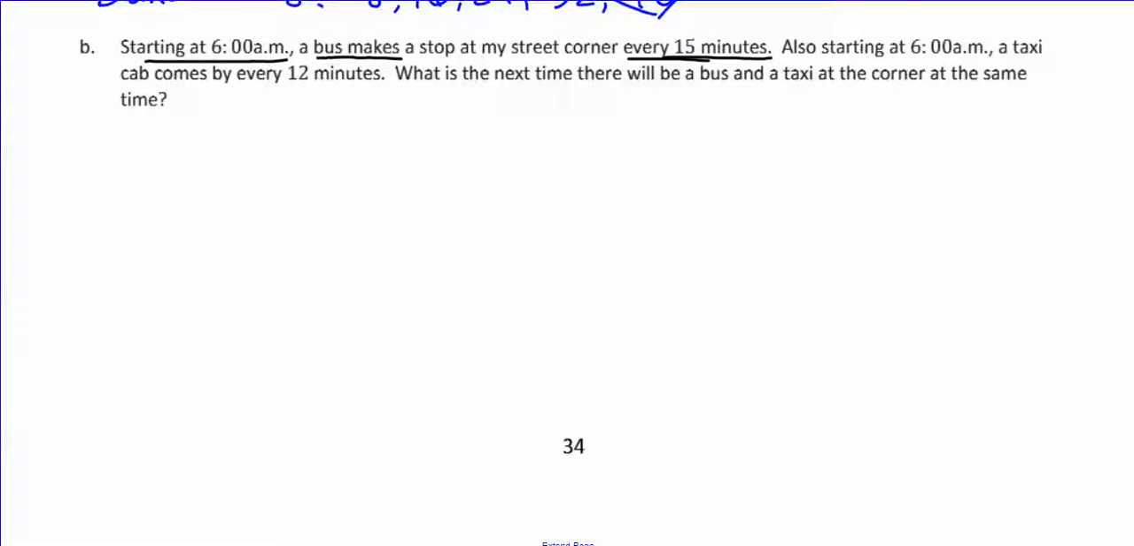So it's going to show up at 6 a.m. and then 15 minutes later, a bus comes by, another 15, another bus. It says also starting at 6 a.m. a taxi cab comes by every 12 minutes. What's important there, Abby? 12 minutes. Very good. And we should underline that that's a taxi. And then also what's important with that, Tara?